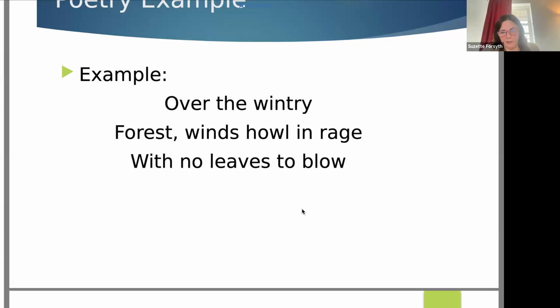To me, I interpret it to mean that sometimes we're angry, right? But our anger isn't going to change anything, right? It's not going to affect anything, and we should approach it differently, right? Here, the wind is howling, but there's nothing to blow because the leaves aren't there.